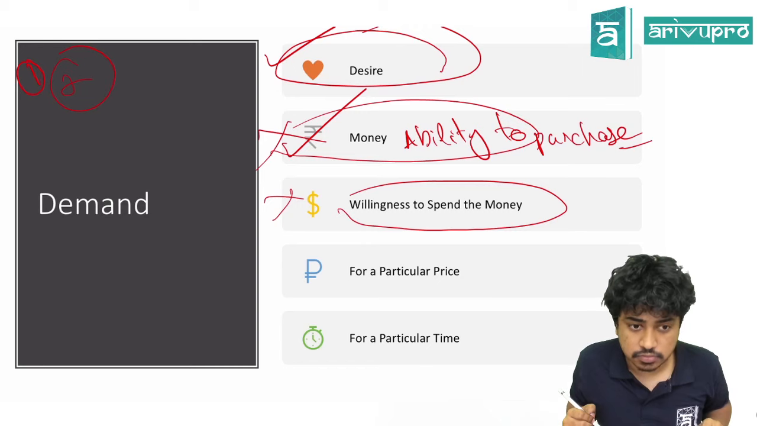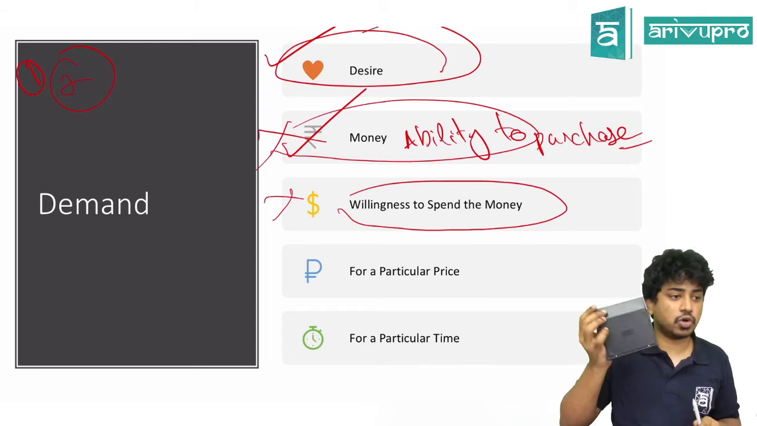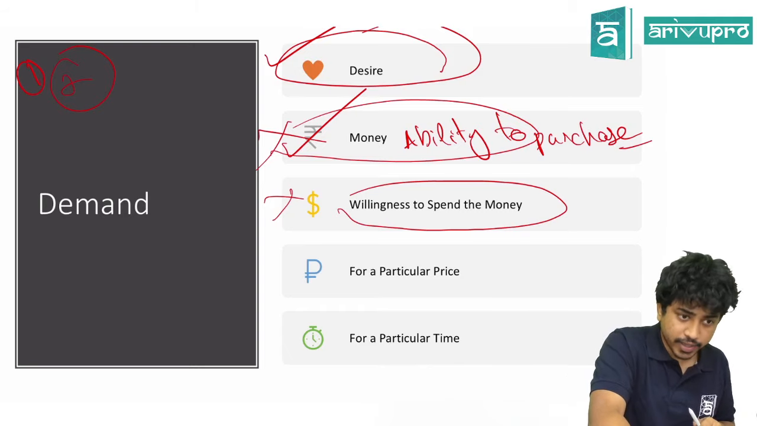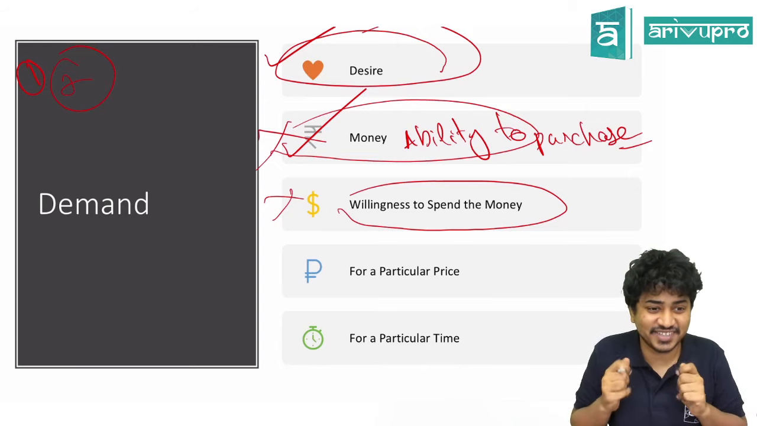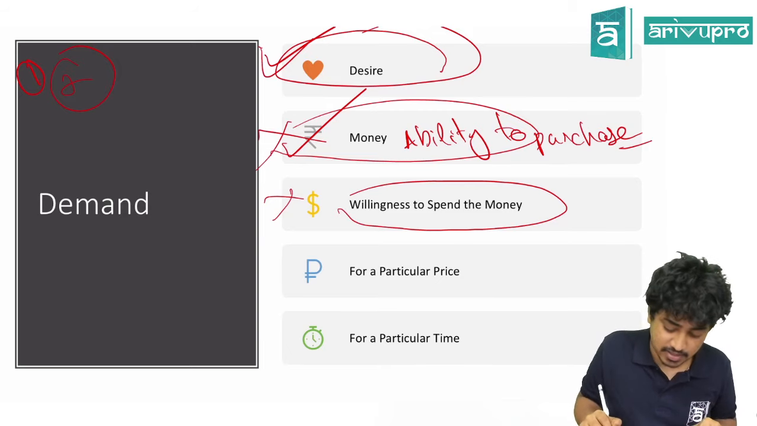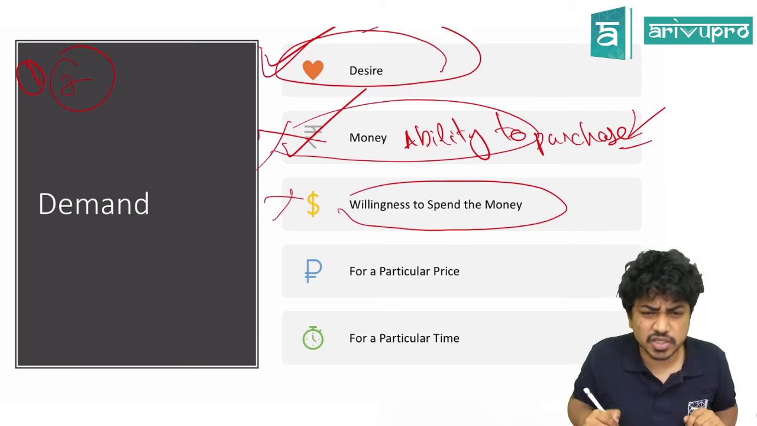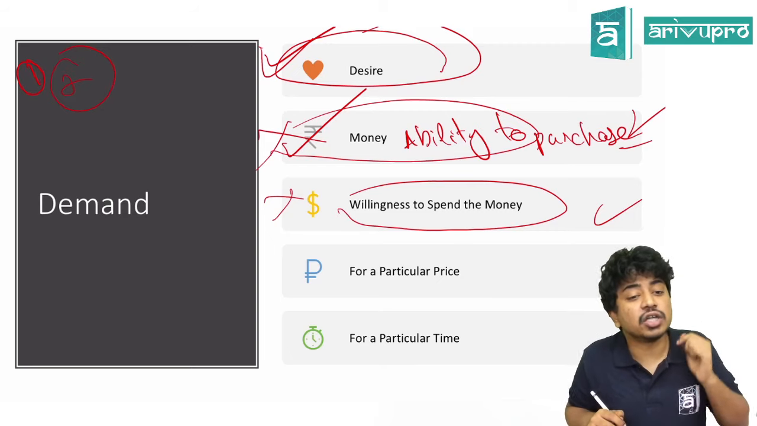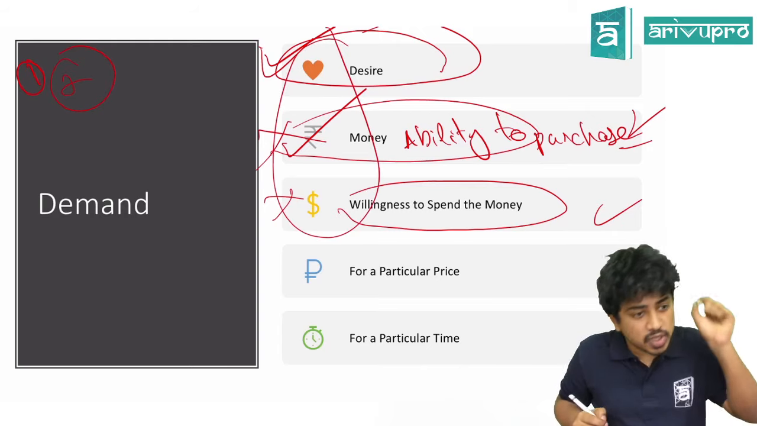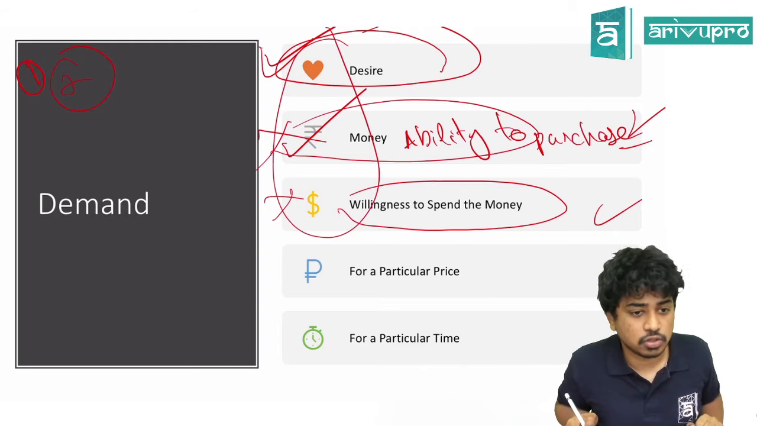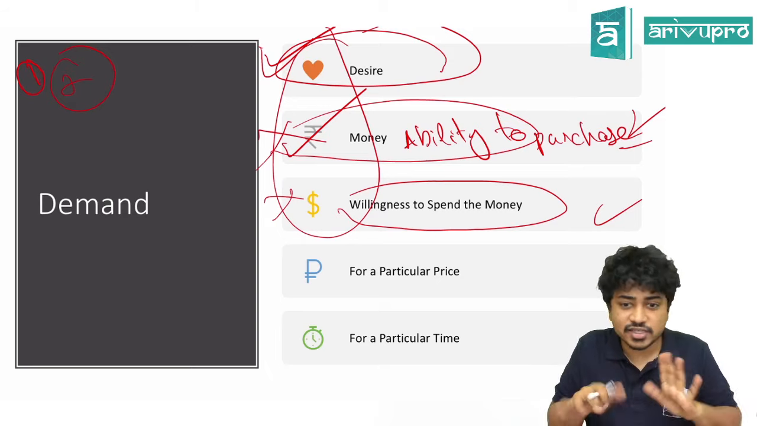Are you guys getting it? Now, let's take the third product, a calculator. Do I want this calculator? Imagine I have the desire. Do I have the money to buy it? Of course I have. Am I willing to spend that much money? Yes, 160 rupees, I'll be willing to spend and buy the calculator. Now I constitute demand for the calculator. So three things have to be checked to constitute effective demand. Are we clear? Only having desire will not match.